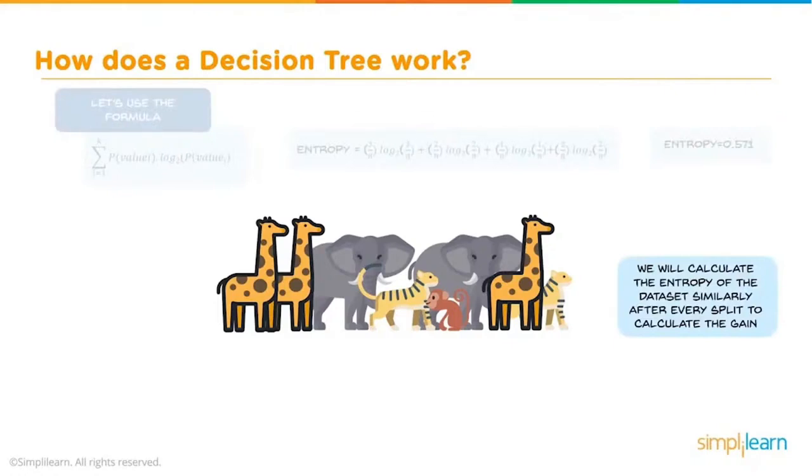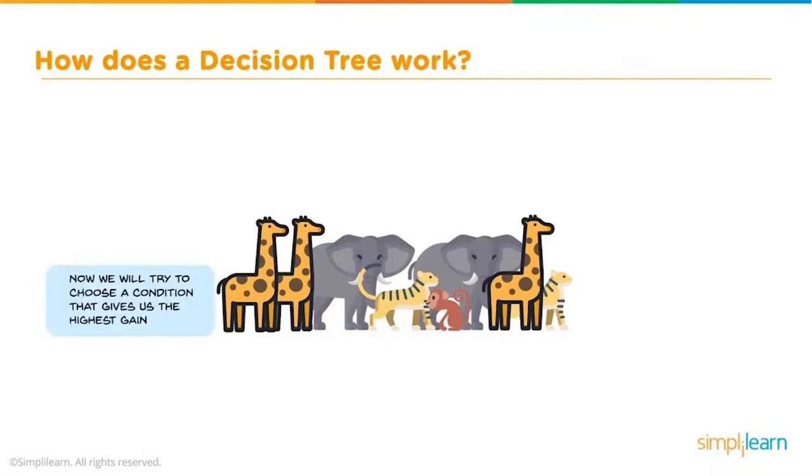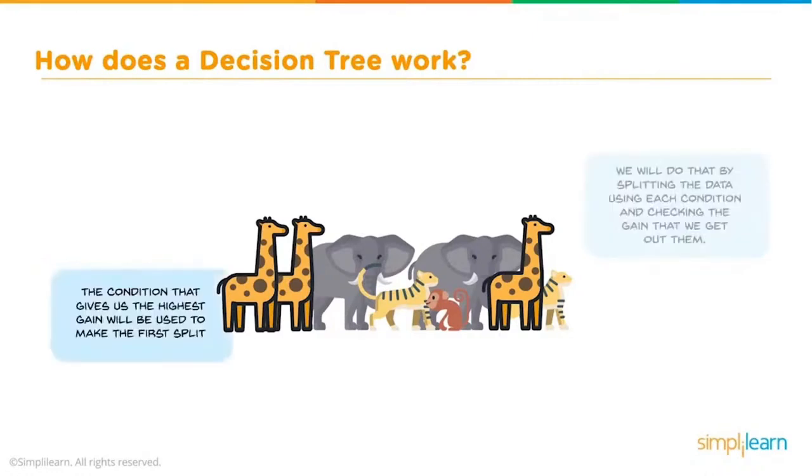The program will actually calculate the entropy of the data set similarly after every split to calculate the gain. Now we're not going to go through each set one at a time to see what those numbers are. We just want you to be aware that this is the mathematics behind it. Gain can be calculated by finding the difference of the subsequent entropy values after a split. Now we will try to choose a condition that gives us the highest gain. We will do that by splitting the data using each condition and checking the gain we get out of them. The condition that gives us the highest gain will be used to make the first split.